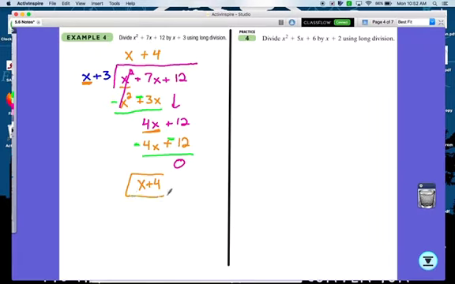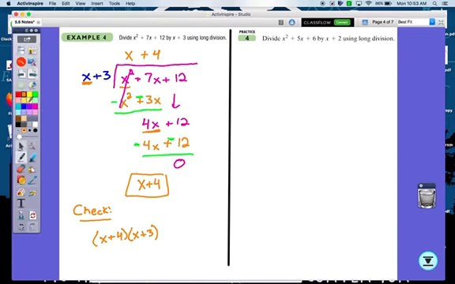All right, and so what that means is x squared plus 7x plus 12 divided by x plus 3 is x plus 4. And so if you wanted to check it, the opposite of division is multiplication. You could say, hey, what is that answer of x plus 4 multiplied by the x plus 3, which we did in a previous section. And if we multiply that back out, we should get what we started with.